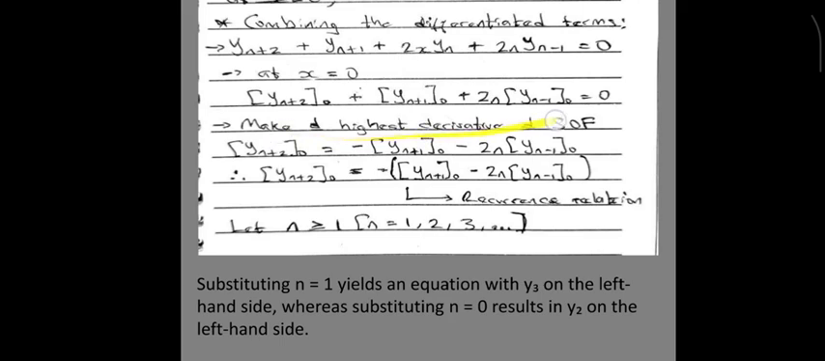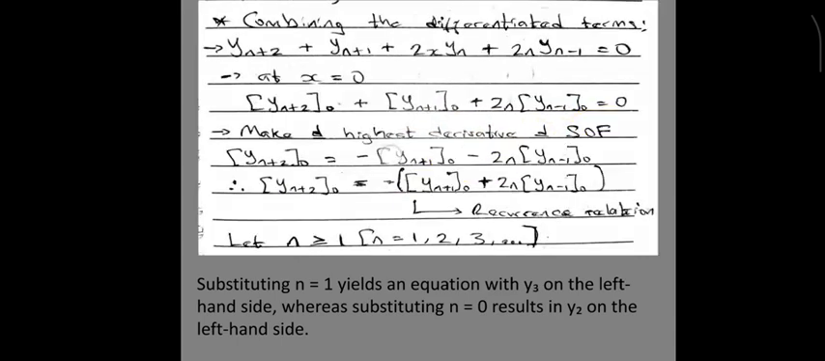Now the next thing is to what? Make the highest derivative the subject of the formula, because we have three derivatives here. We have n plus 2, n plus 1, and n minus 1, and obviously y subscript n plus 2 is the highest. So when I make this the subject of the formula, we have this y subscript n plus 1 and the subscript n minus 1 goes to the right hand side. We can factor out the negative sign to get y subscript n plus 2 of 0 equals minus open bracket y subscript n plus 1 of 0 plus 2n multiplied by y subscript n minus 1 of 0, which gives us the recurrence relation.